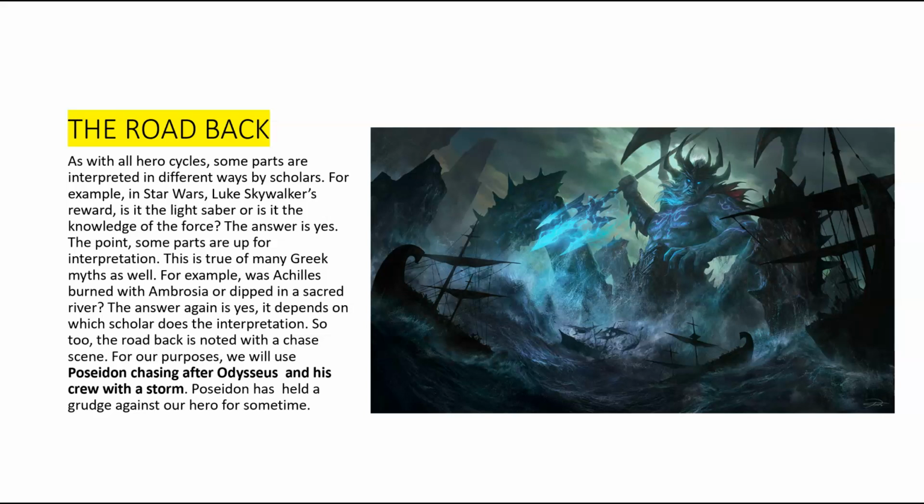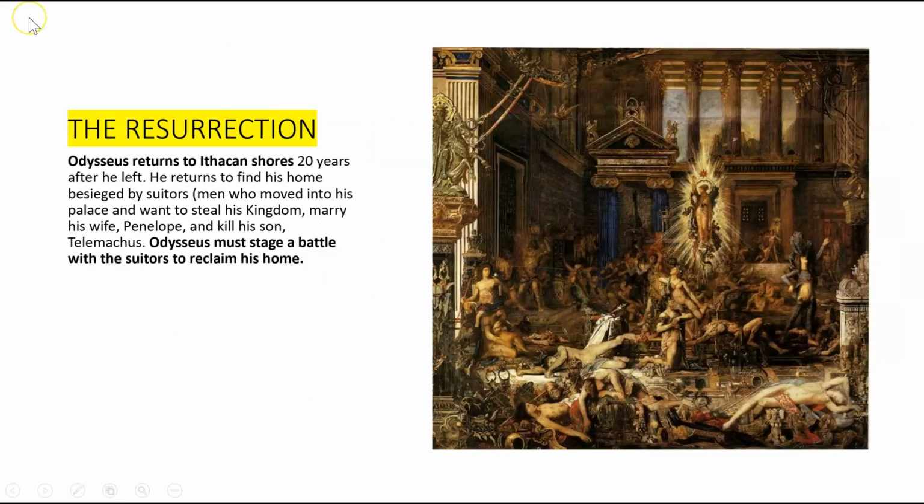At one point, he looks down, he sees Odysseus's ships on the sea, and he creates this giant storm and almost kills Odysseus and basically all of his men. But that is the road back. It's marked by a chase scene, and Poseidon chases Odysseus. The resurrection. Odysseus returns to Ithacan shores 20 years after he has left.